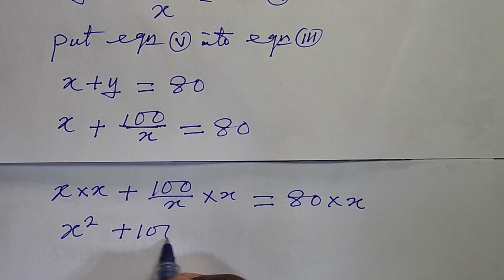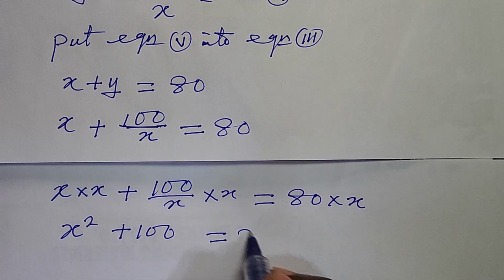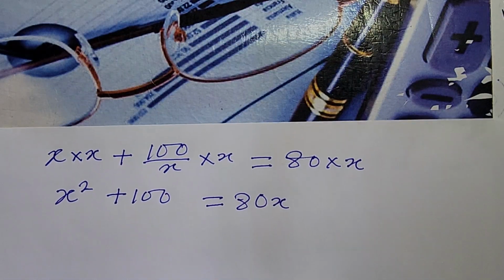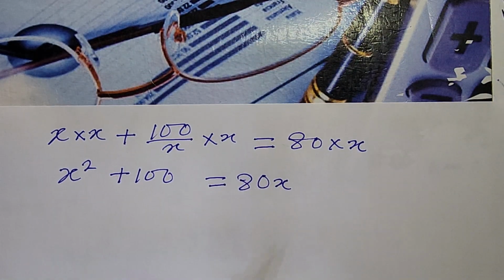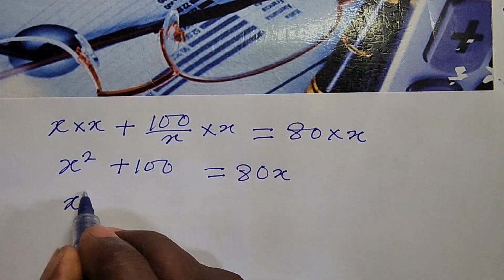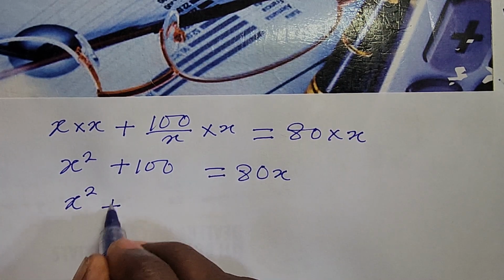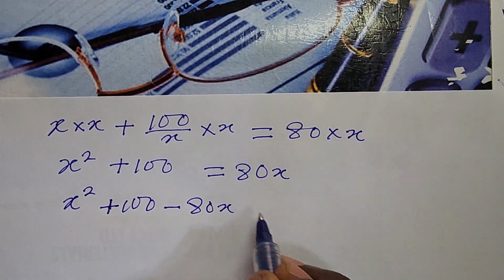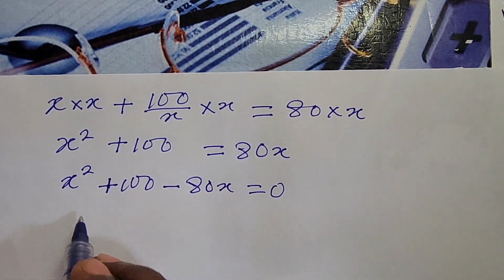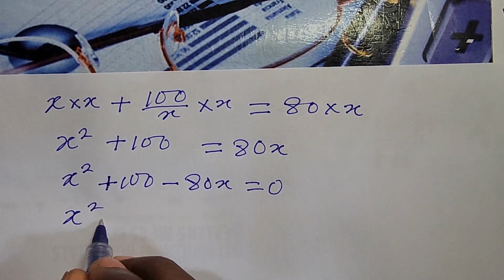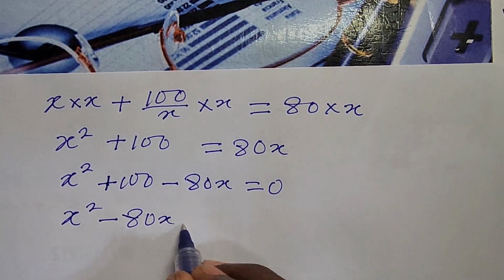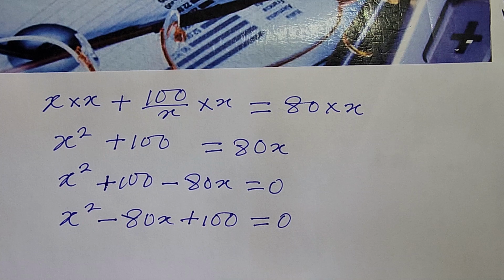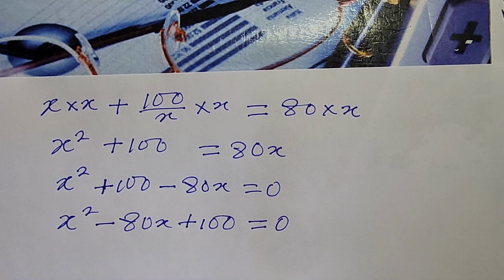plus 100 is equal to 80x. Move the 80x on the right hand side to the left hand side. This is going to give us x to the power of 2 plus 100 minus 80x equal to 0. So rearranging, we have x to the power of 2 minus 80x plus 100 equal to 0. So what kind of equation is this? This is a quadratic equation.